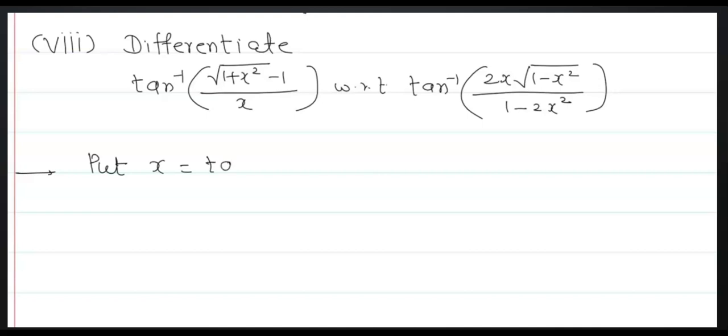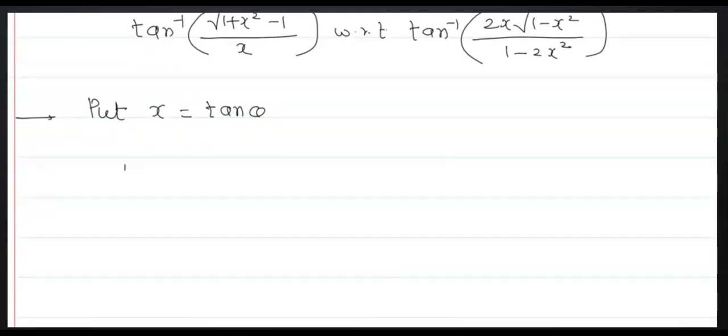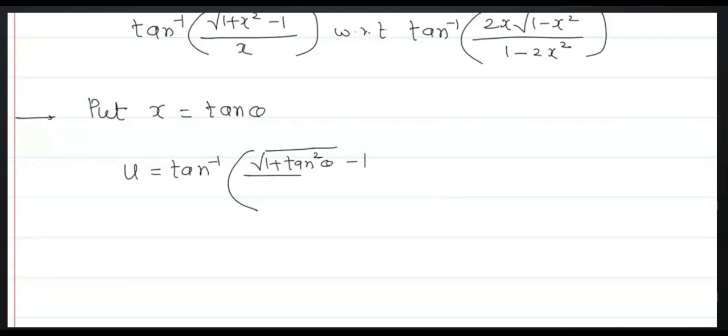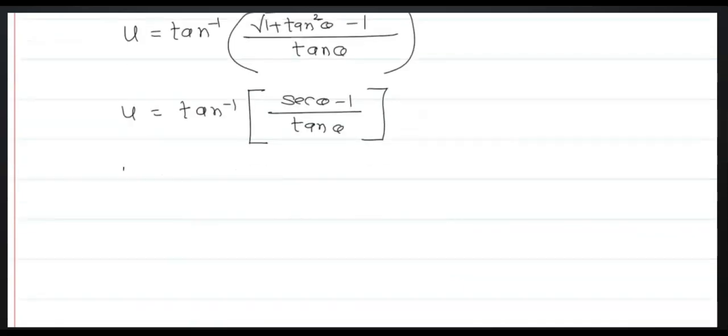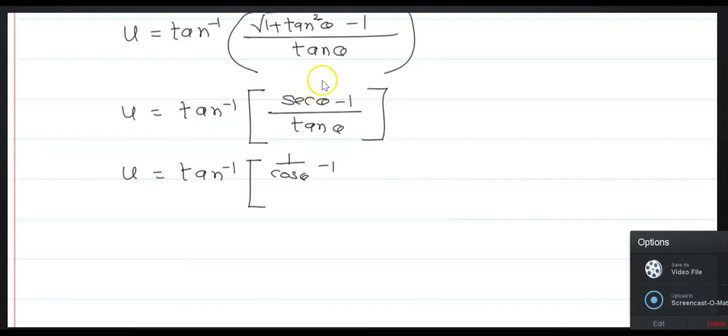Now put x is equal to tan theta. Therefore, u is equal to tan inverse of root of 1 plus tan square theta minus 1 upon tan theta. That is, u is equal to tan inverse of 1 plus tan square theta, that is sec square theta, which is sec theta, minus 1 upon tan theta. And now if we simplify, you will get, what is sec? Sec means 1 upon cos. That 1 upon cos minus 1 means 1 minus cos theta upon cos theta.